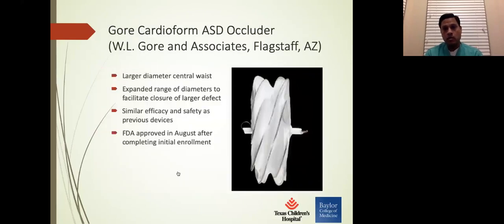So this is the newer device, the Cardioform ASD occluder, which has a large diameter central waist, and it also comes in much larger diameters to close larger holes. Previously, the other device was available only up to 30 millimeters, which could close only holes up to 17 or 18 millimeters. And it has similar efficacy and safety as other devices.